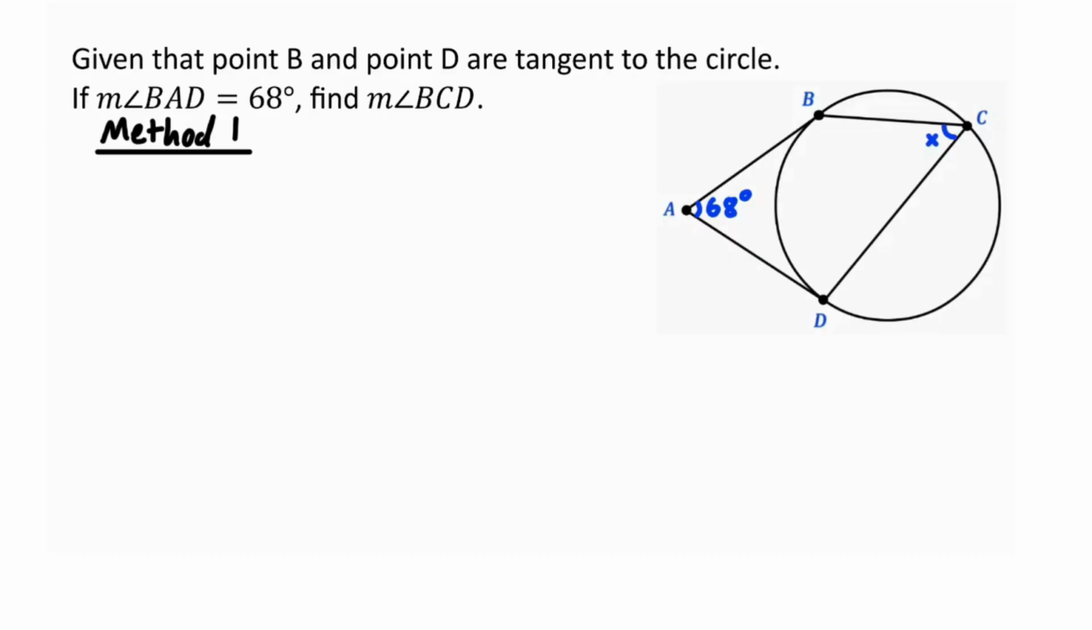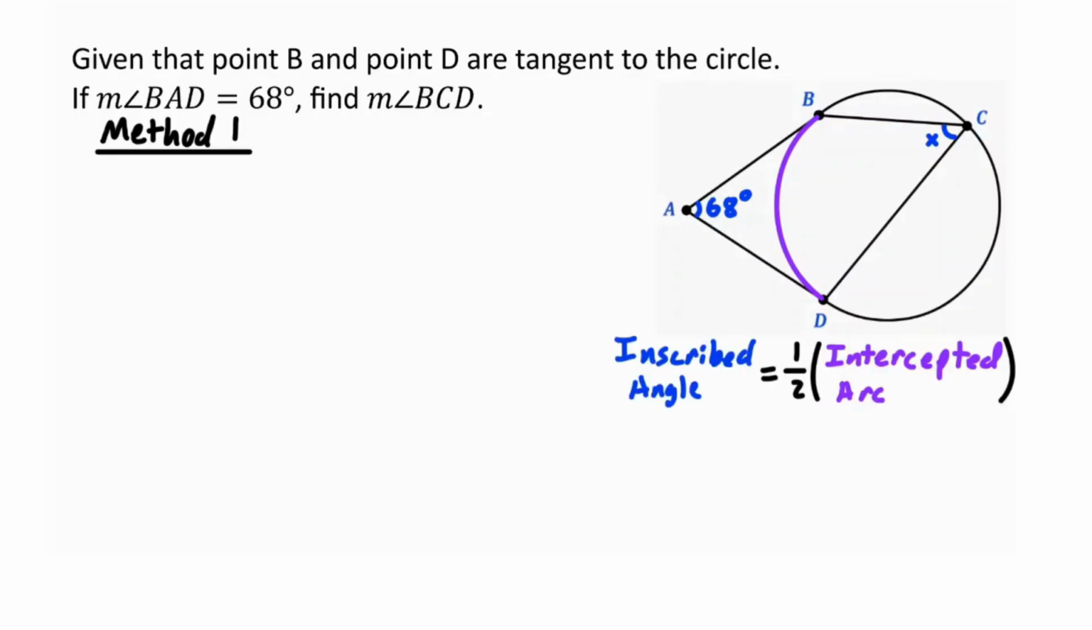Method 1. Angle BCD is an inscribed angle of the circle, which subtends arc BD, which we'll put in purple. We also know that the inscribed angle is equal to 1/2 of the intercepted arc, the inscribed angle being X and the intercepted arc being arc BD. We'll multiply both sides by 2 to get the measure of arc BD to be 2x, which we'll label in our diagram.